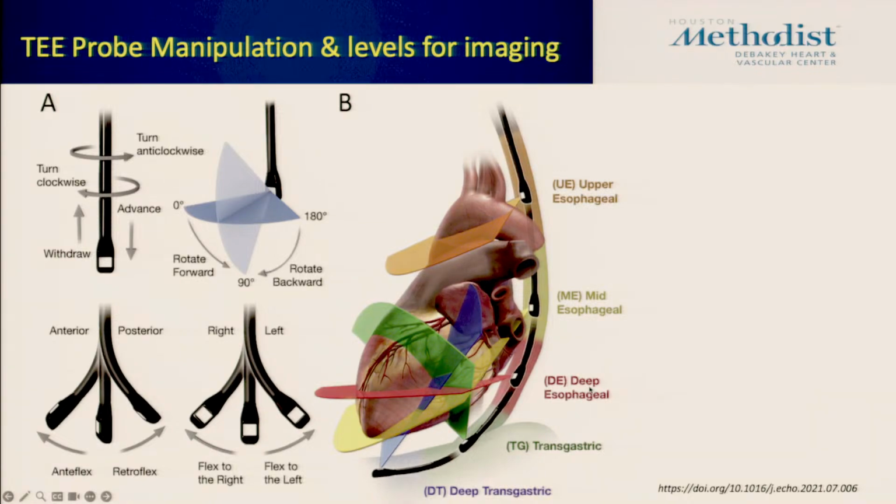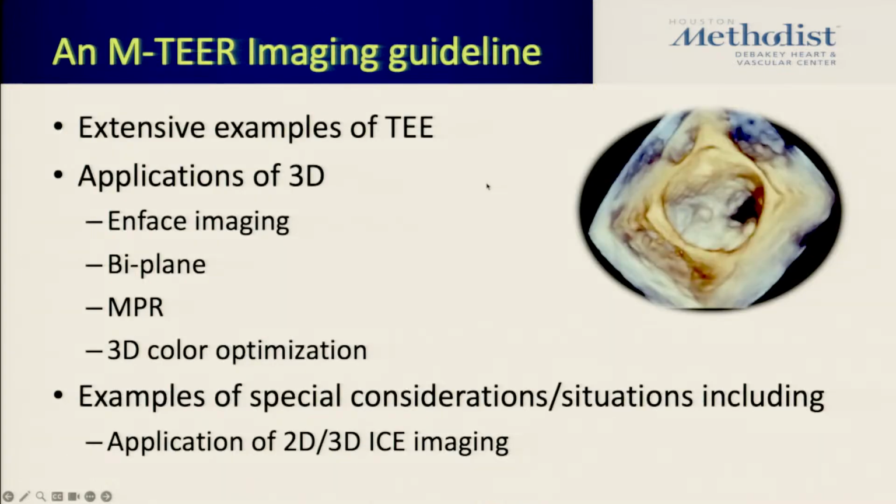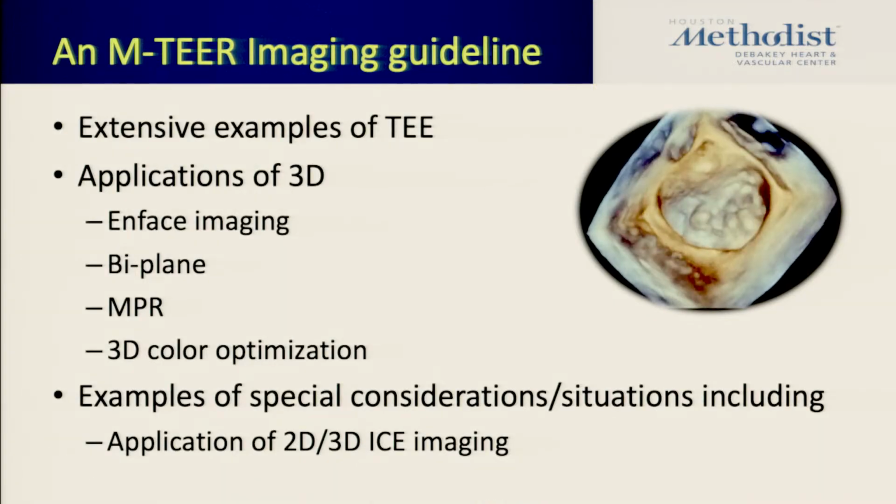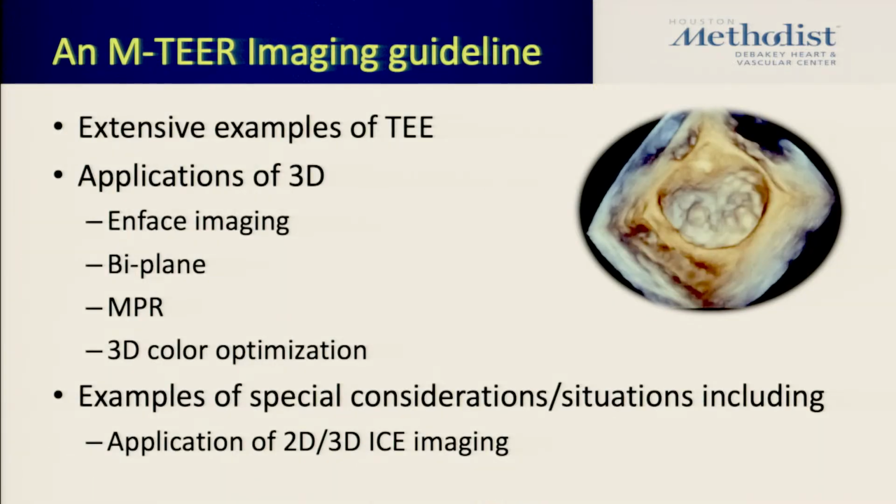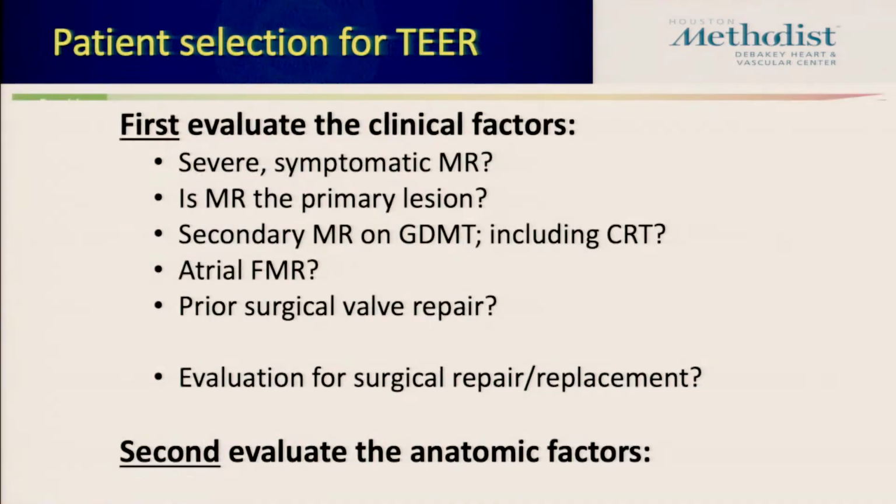Deep esophageal moves you typically past the left heart structures and lets you see the RV and the tricuspid valve. So when that's our focus these days, and it often is, we use a deep esophageal image. Transgastric, very common, of course, and then the deep transgastric to look back at the aorta. So it just sort of defines the different views of a TE. Lots of examples and integration of 3D, including ICE. I'll talk a little bit about that.